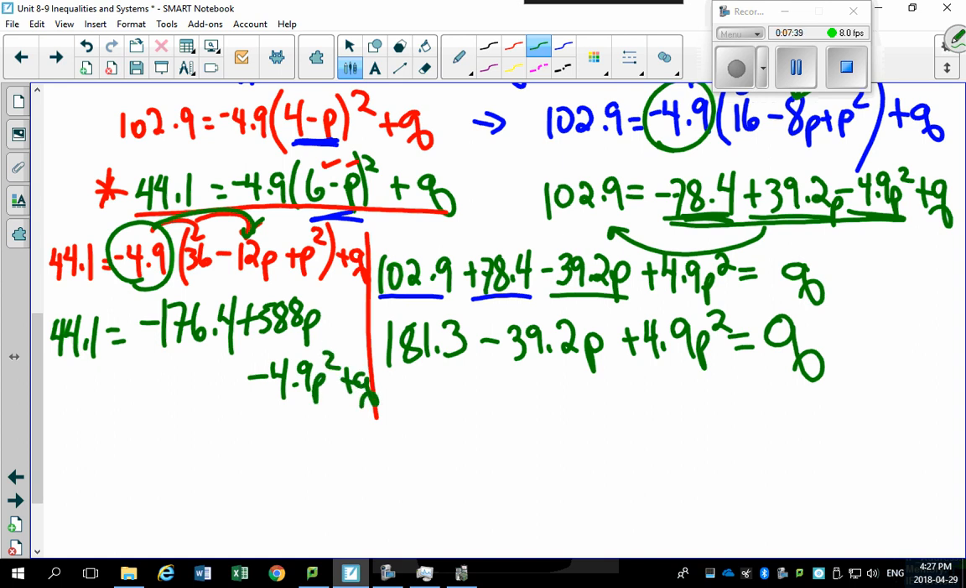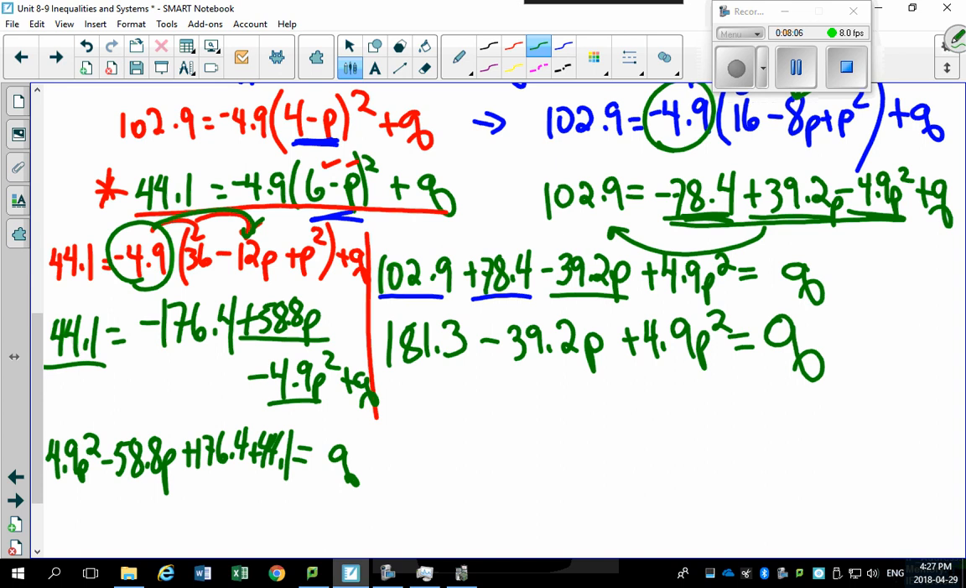Bring everything over to the other side, so you want q equals. Q equals. Bring it over. Minus 4.9p squared comes over, so that becomes plus 4.9p squared. Bring that over. Minus 58.8p. Bring the 176.4 over. That's plus 176.4 with the 44.1, which is already there.